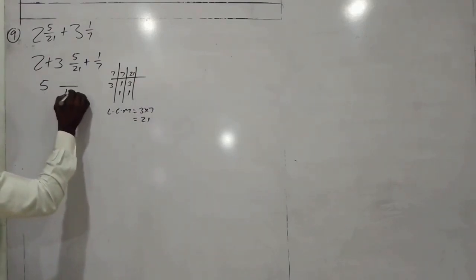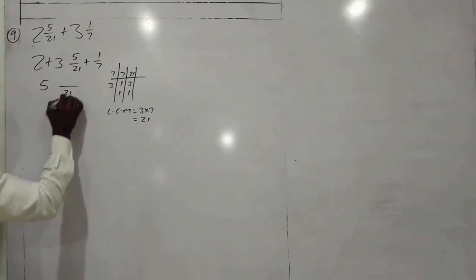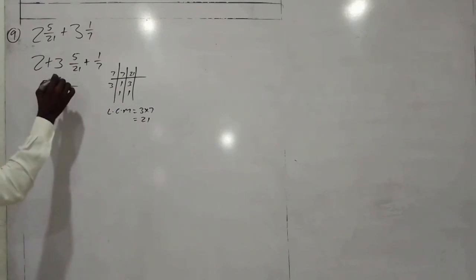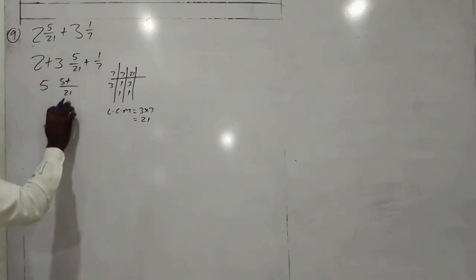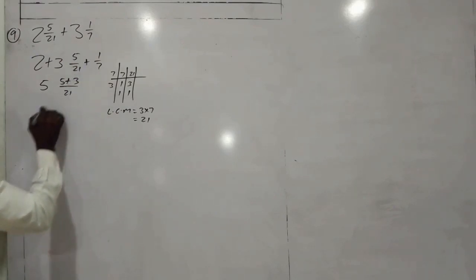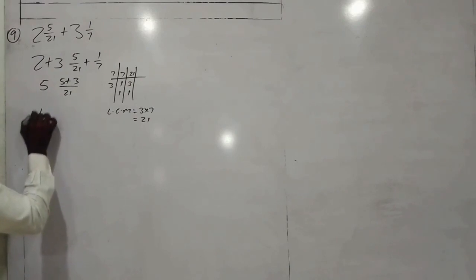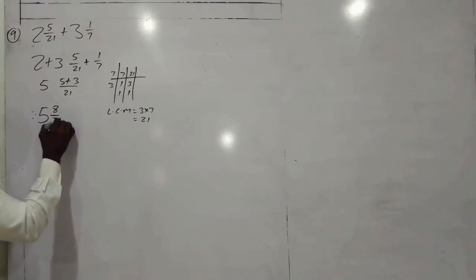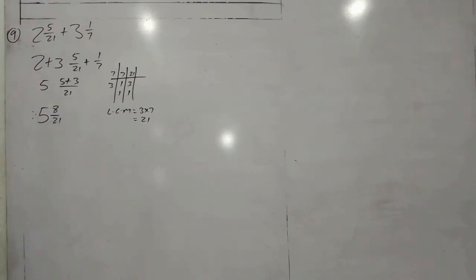So I bring my LCM here, 21. 21 in 21 is 1, 1 times 5 is 5. 7 in 21 is 3, 3 times 1 is 3. So therefore, my final answer will be 5 whole number 8 over 21. That is my answer for number 9.